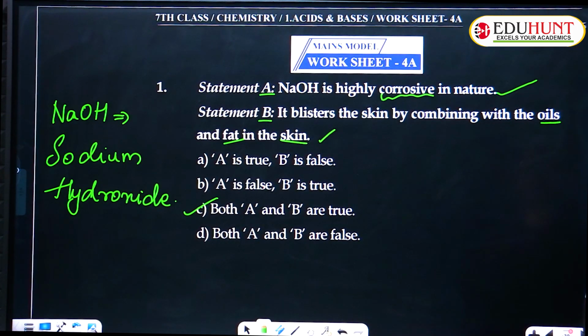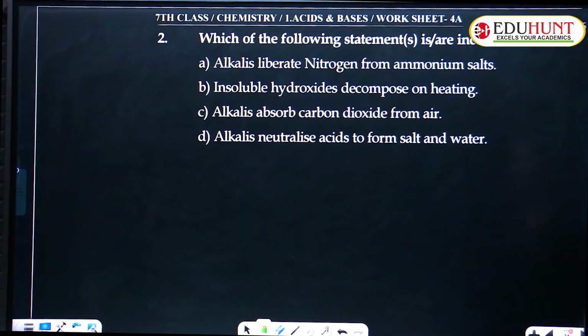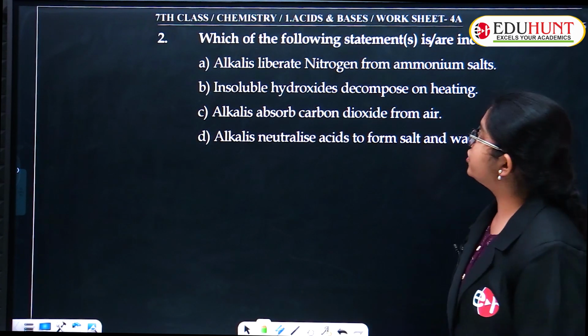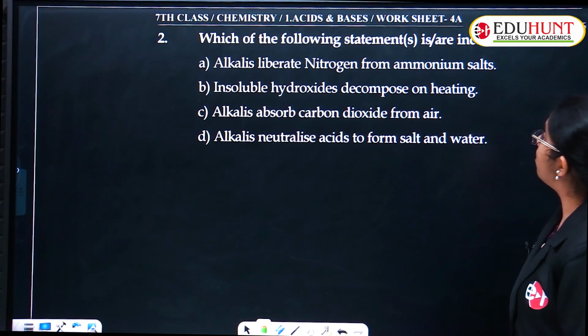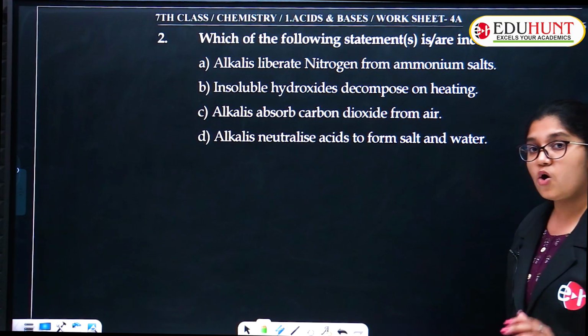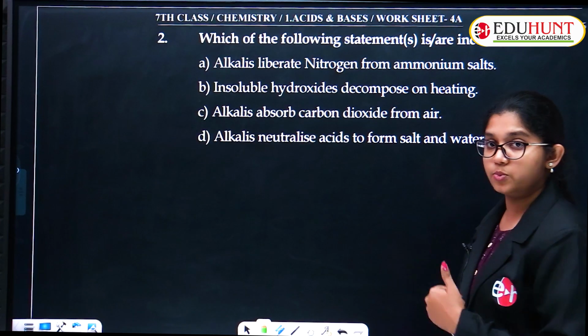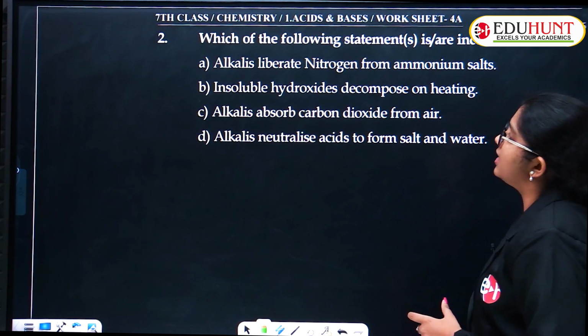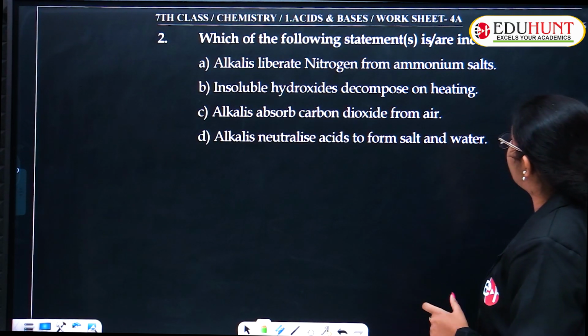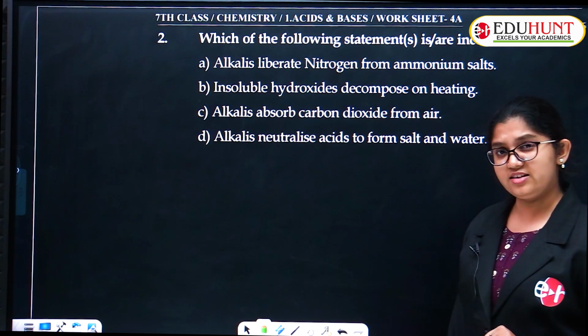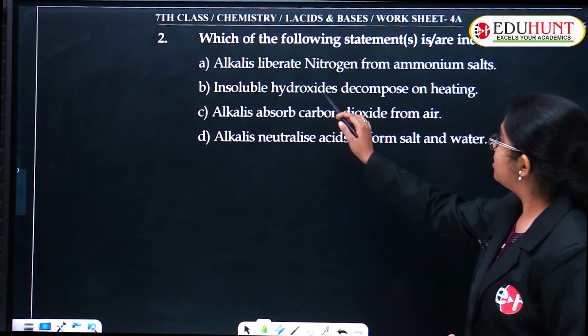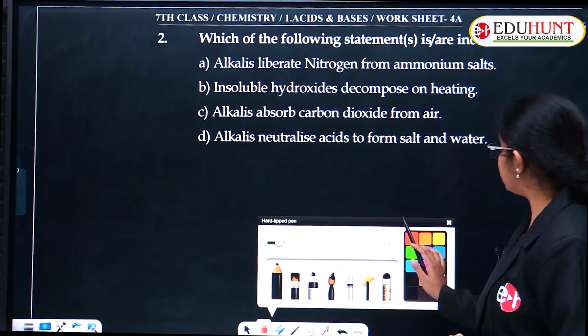Now moving to the next question. Which of the following statements is incorrect? Which one is false? They are asking us. Read all the given options A, B, C, D carefully. Alkalis liberate nitrogen from ammonium salts. Is it right? No, because nitrogen is not liberated.